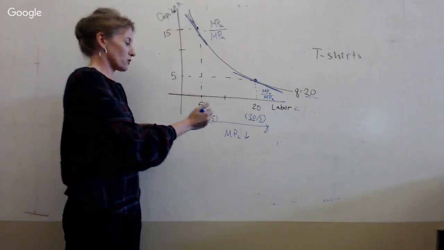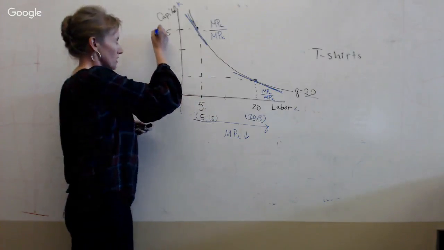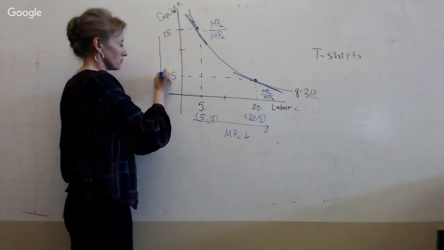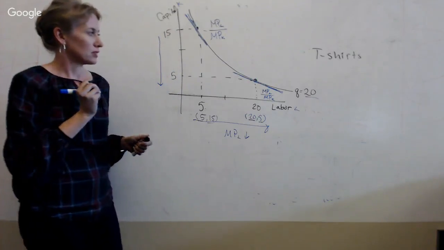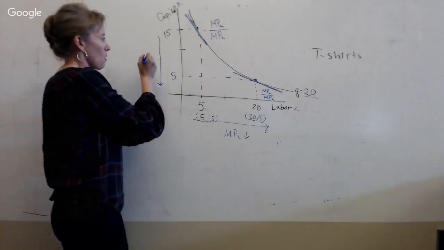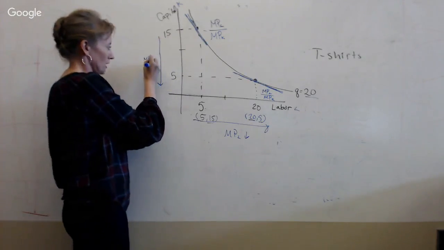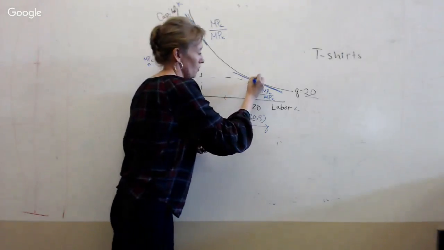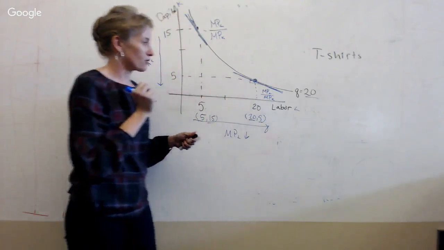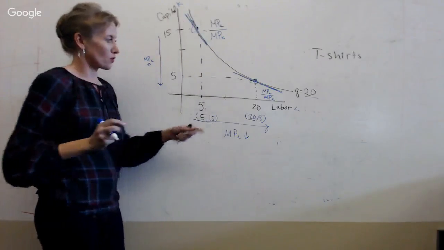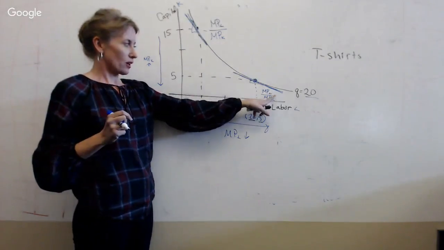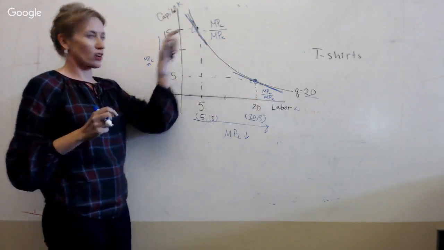So as we reduce the quantity of capital, the marginal product of capital, as we go this direction, increases. So that's why this slope is flatter than this slope. So the marginal product of labor relative to capital over here is much greater than here.